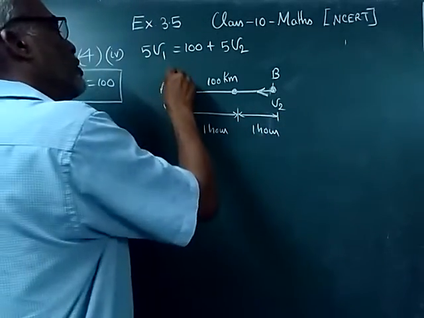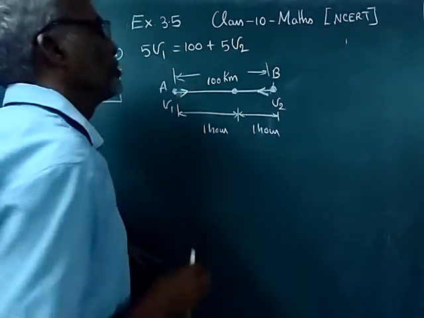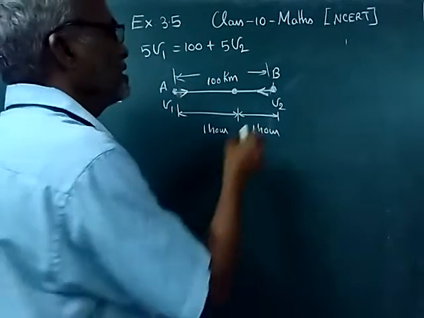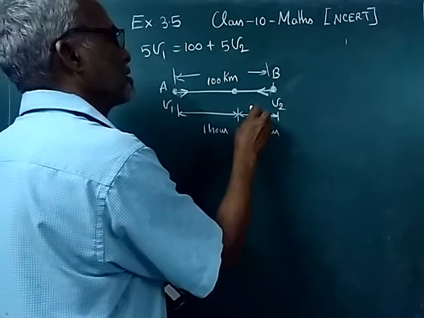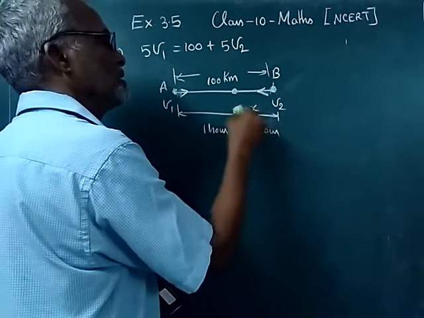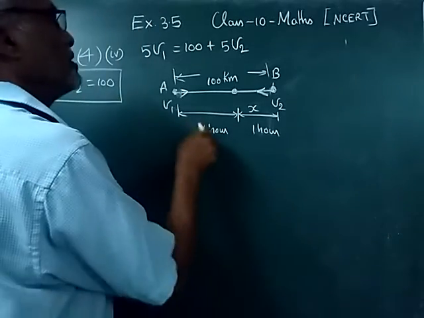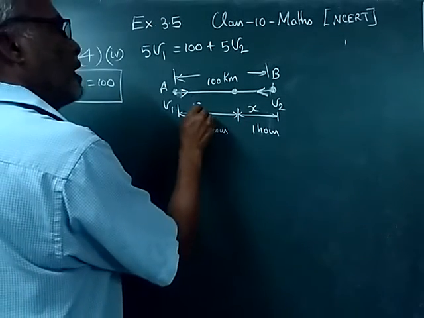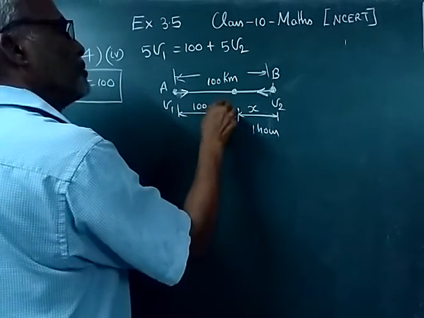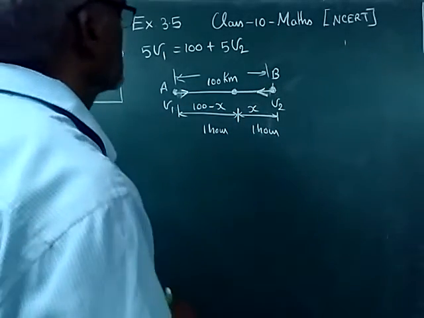So now this total distance is 100 kilometer. We all know that it is given in the question. Let us assume this distance as x. I don't know. The meeting point from this end, I call it as x. So this distance will be 100 minus x, because the total distance is 100. You have to subtract x.